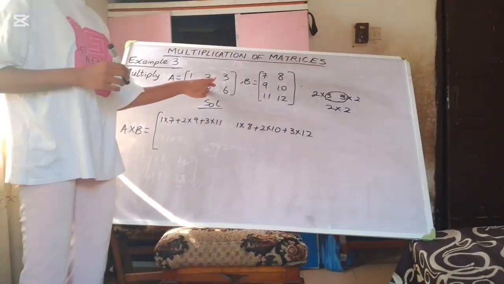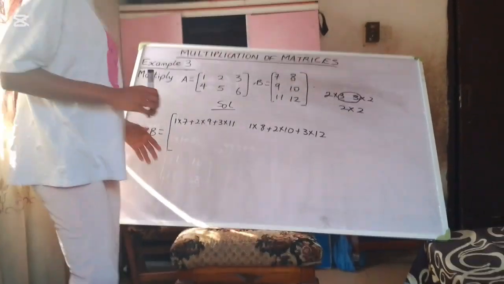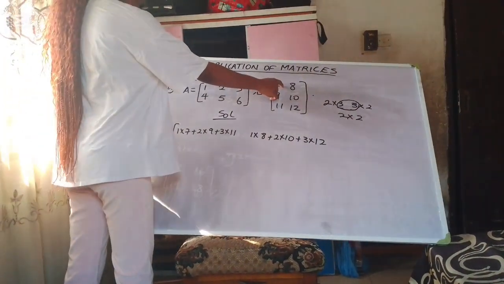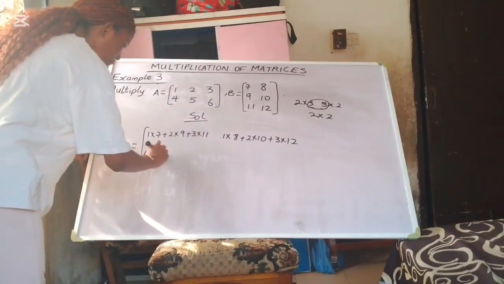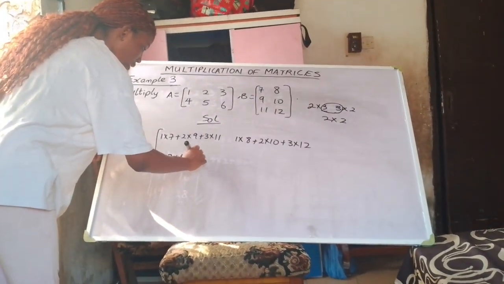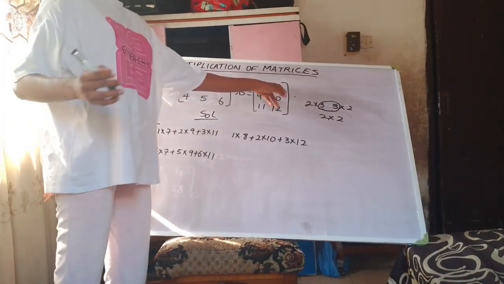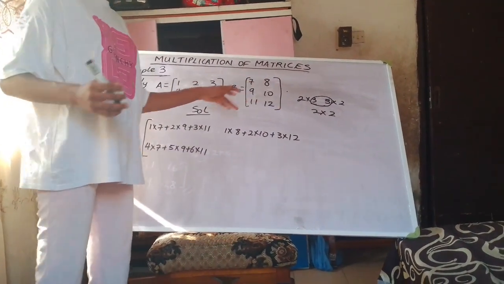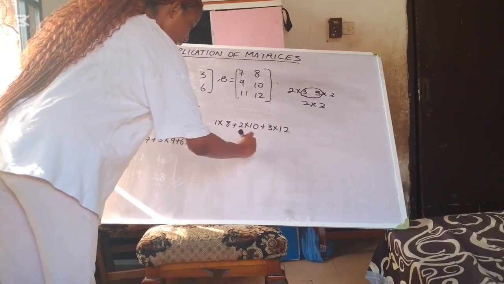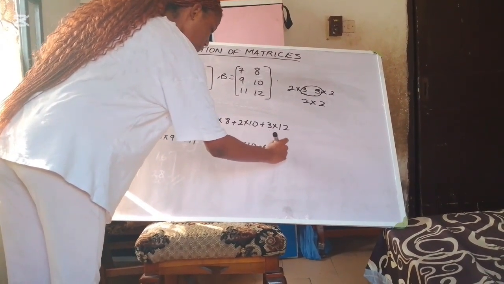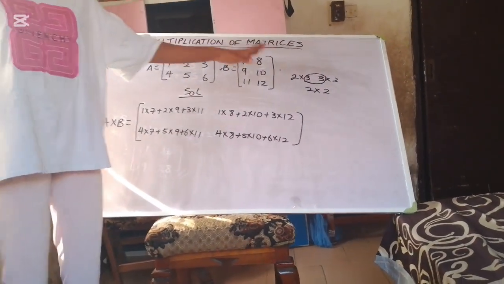Now moving over to our second row. You do the second row to multiply the first column, then use it to multiply the second column. So you are going to be doing 4 times 7 plus 5 times 9 plus 6 times 11. Then use it to multiply the second column. That's 4 times 8 plus 5 times 10 plus 6 times 12. Now as you can see, this is going to give us a 2 by 2 matrix definitely, so our resultant matrix is going to be correct.